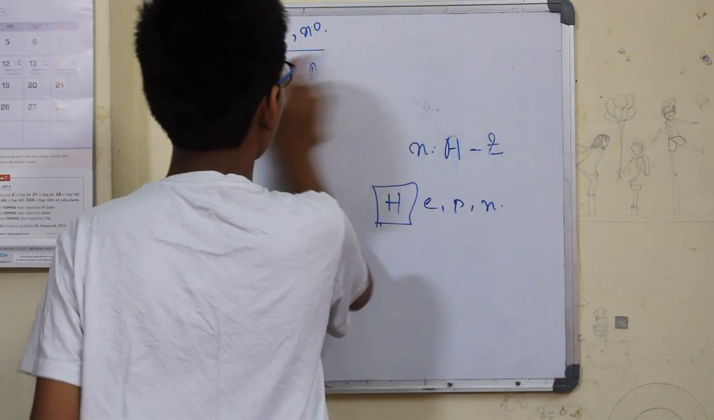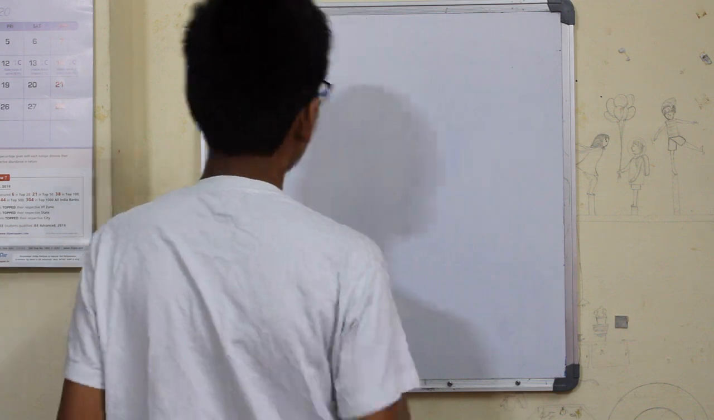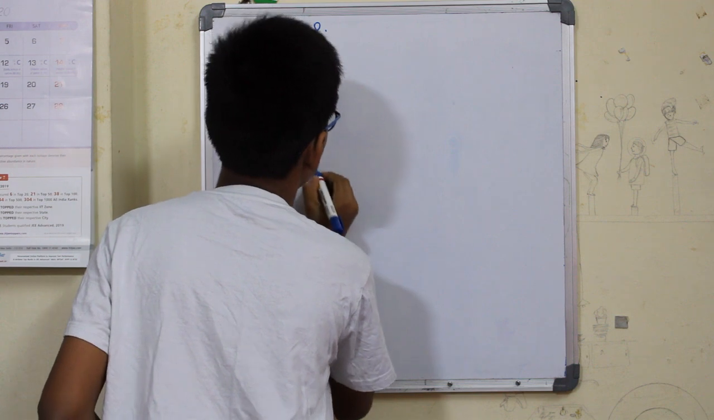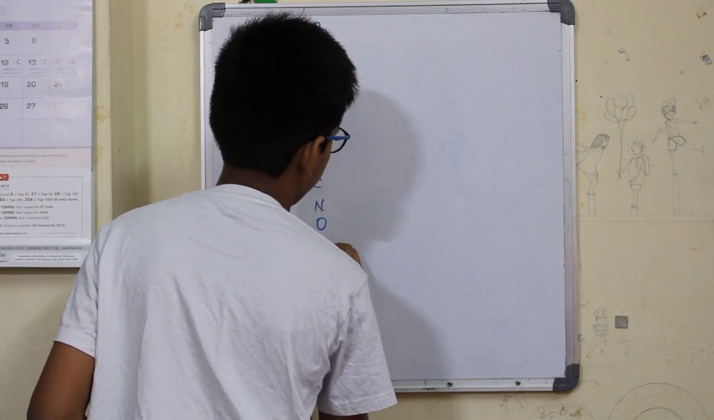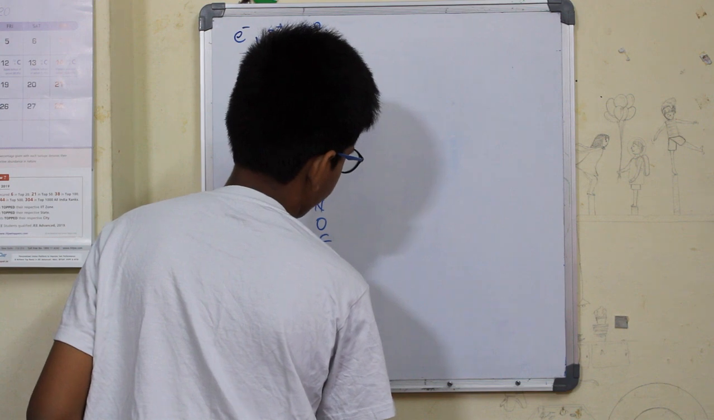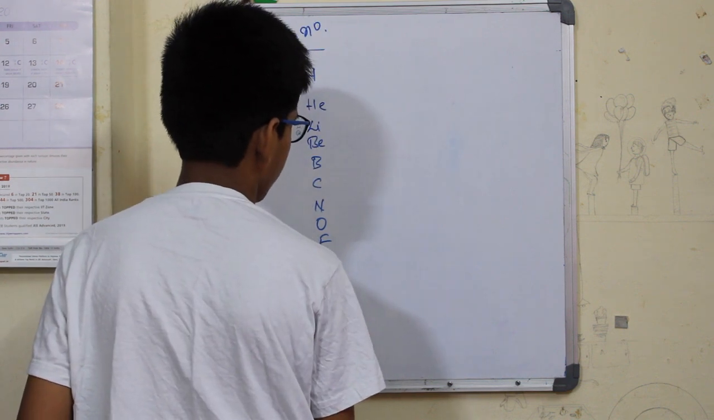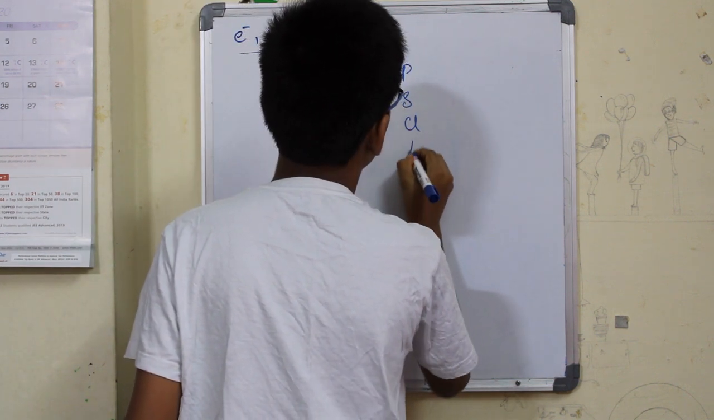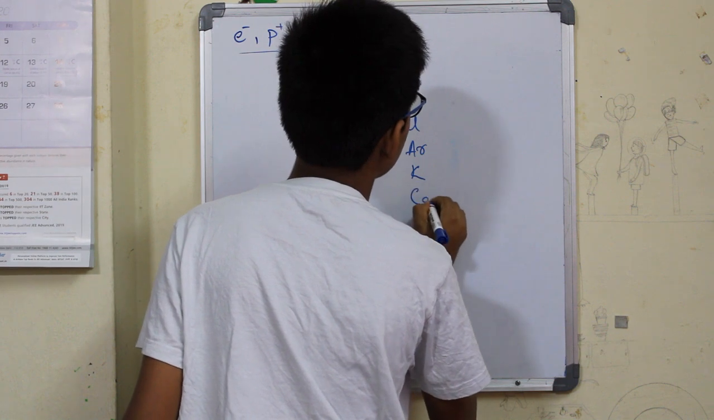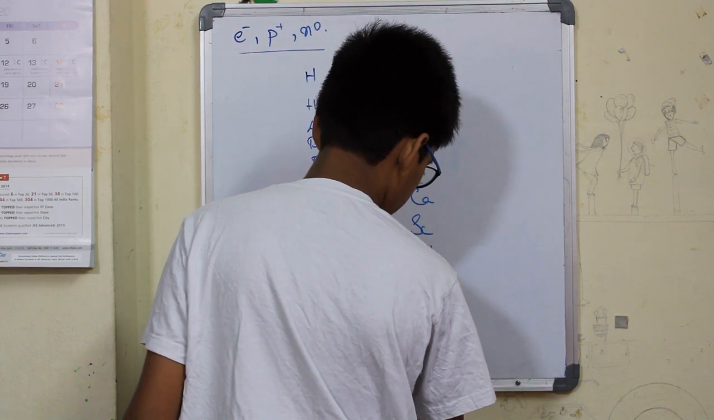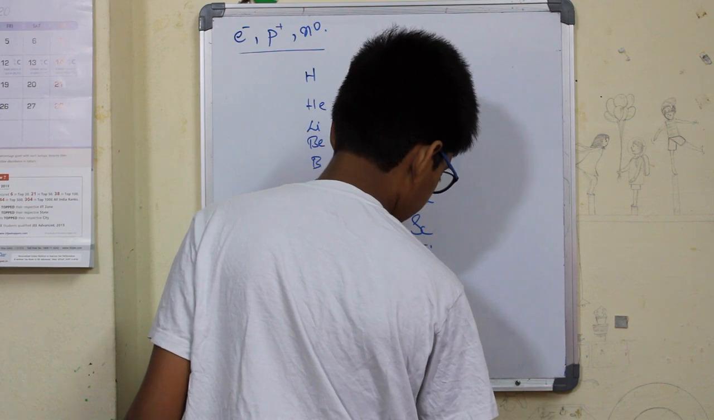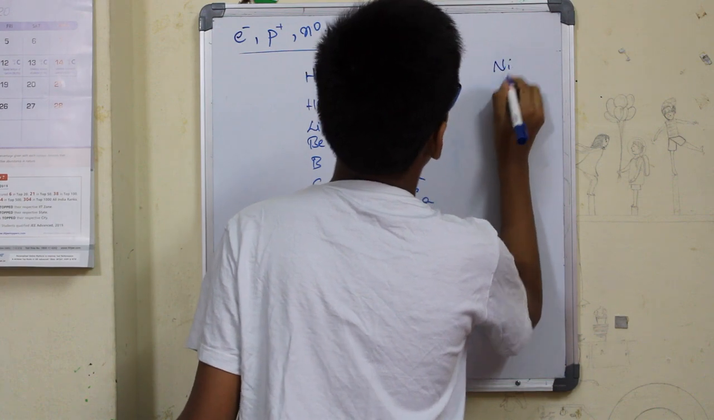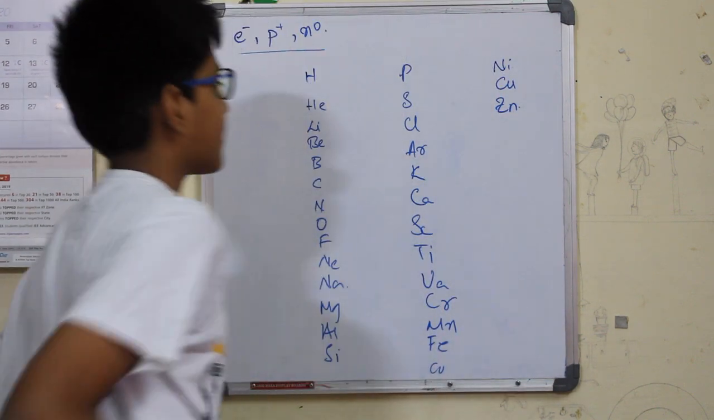So you will have a table like this: hydrogen, helium, lithium, beryllium, boron, carbon, nitrogen, oxygen, neon, sodium, magnesium, aluminum, silicon, phosphorus, sulfur, chlorine, argon, potassium, calcium, scandium, titanium, vanadium, chromium, manganese, iron, cobalt, nickel, copper, zinc. These are the top 30 elements.